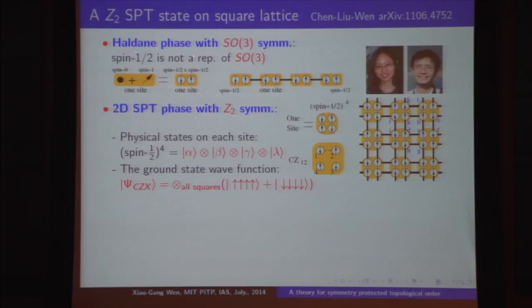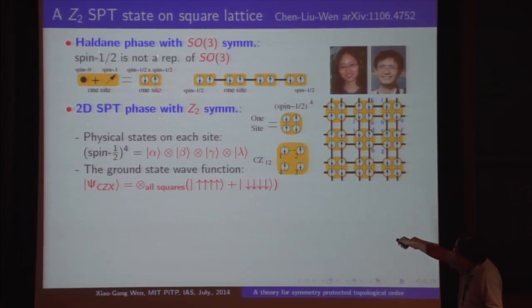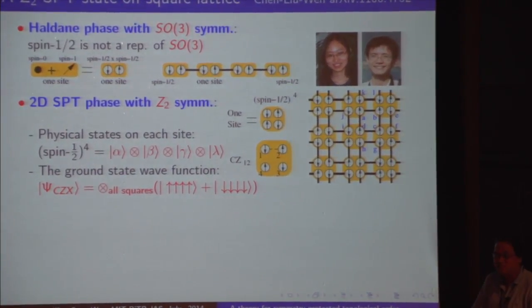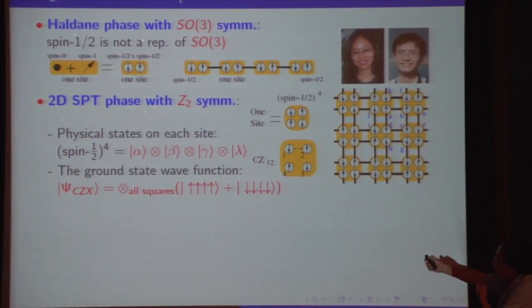The idea of the construction is pretty similar to the Haldane phase. In the Haldane phase, what we did is the following. We start with a system with a spin 1 on each site. So this forms a representation of SO(3). Then we split the degrees of freedom on each site into two degrees of freedom, each with a spin 1/2. But each spin 1/2 is not a representation of SO(3). It's a representation of SU(2), but not SO(3). Okay.